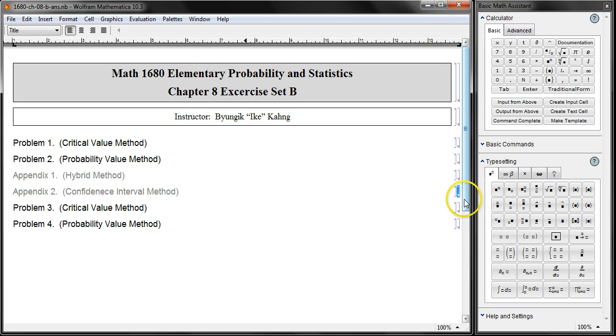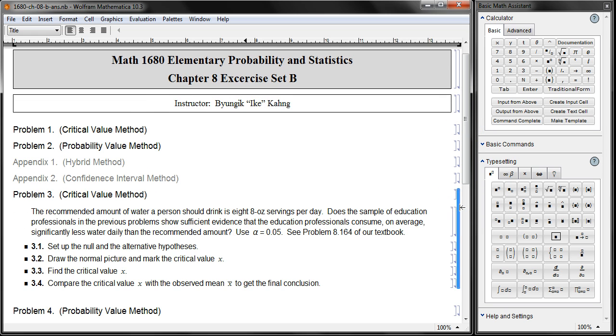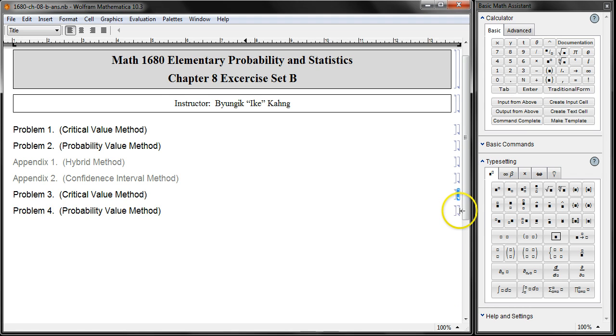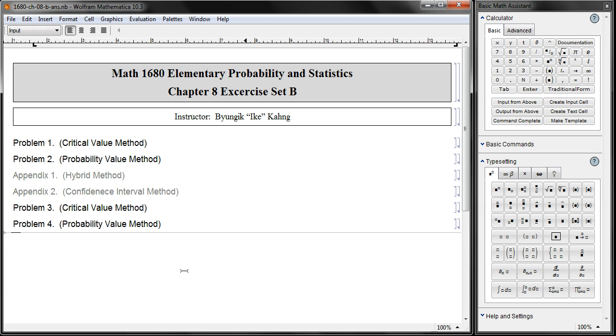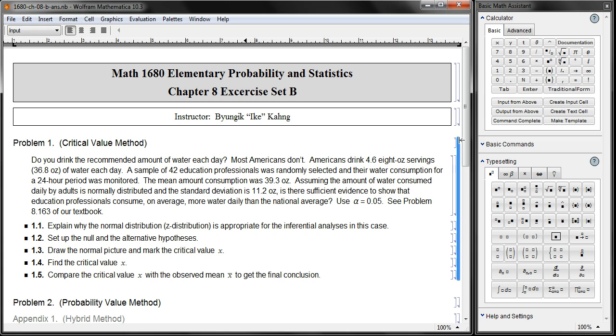About problems 3 and 4, they are identical too, but I'm going to leave these two problems to students. We'll just do problems 1 and 2 and Appendix 1 and 2. Okay, let's begin. Problem 1.